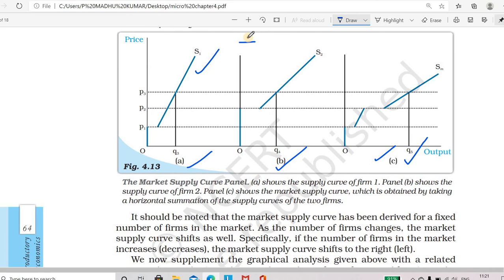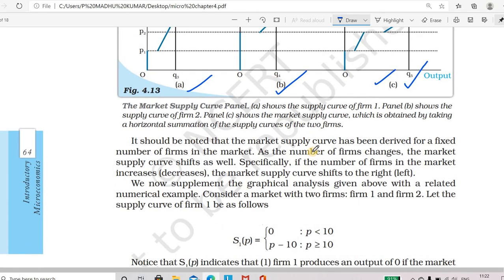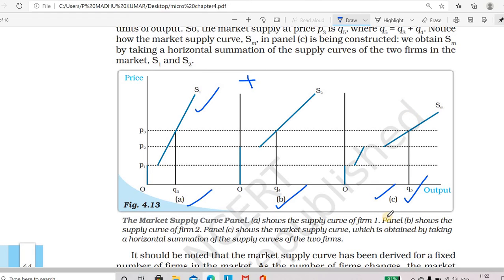Means we are adding, same like the demand curve. What we are doing in market demand is adding individual demand 1, demand 2, demand 3, and we take the horizontal summation of that demand. Same like that, here we are adding supply 1 and supply 2 and we will get SM. That time Q3 plus Q4 quantity, then we will get the market supply curve.